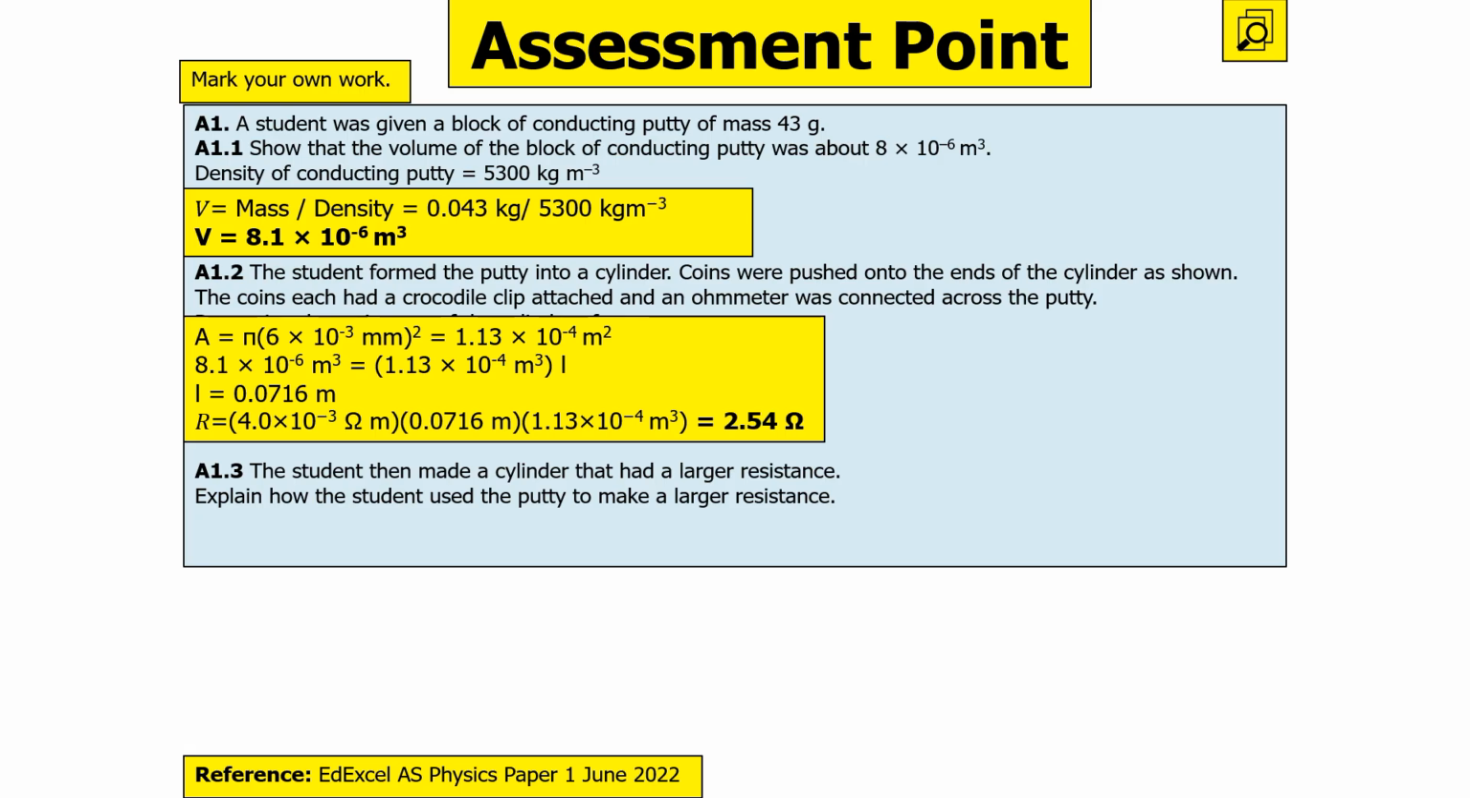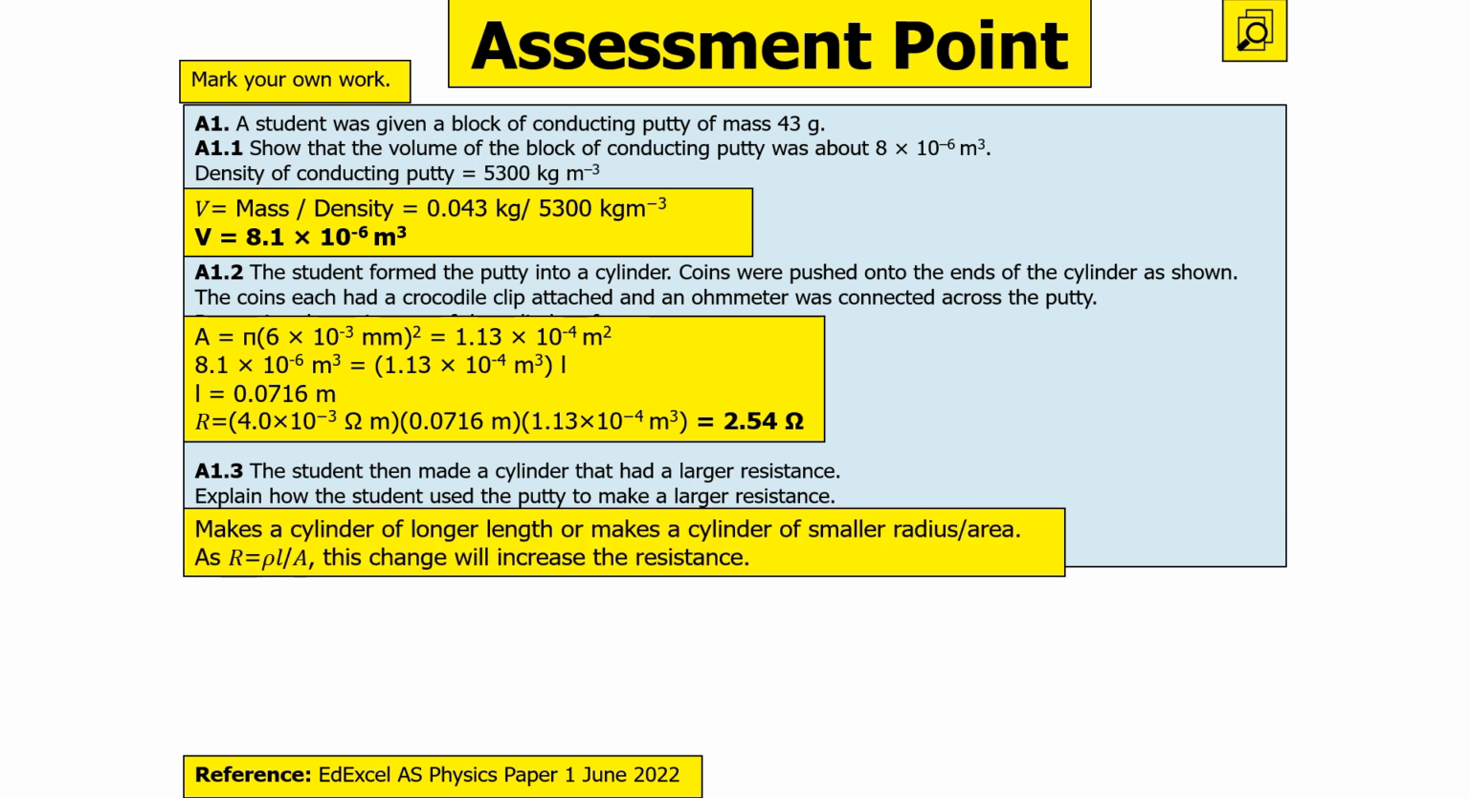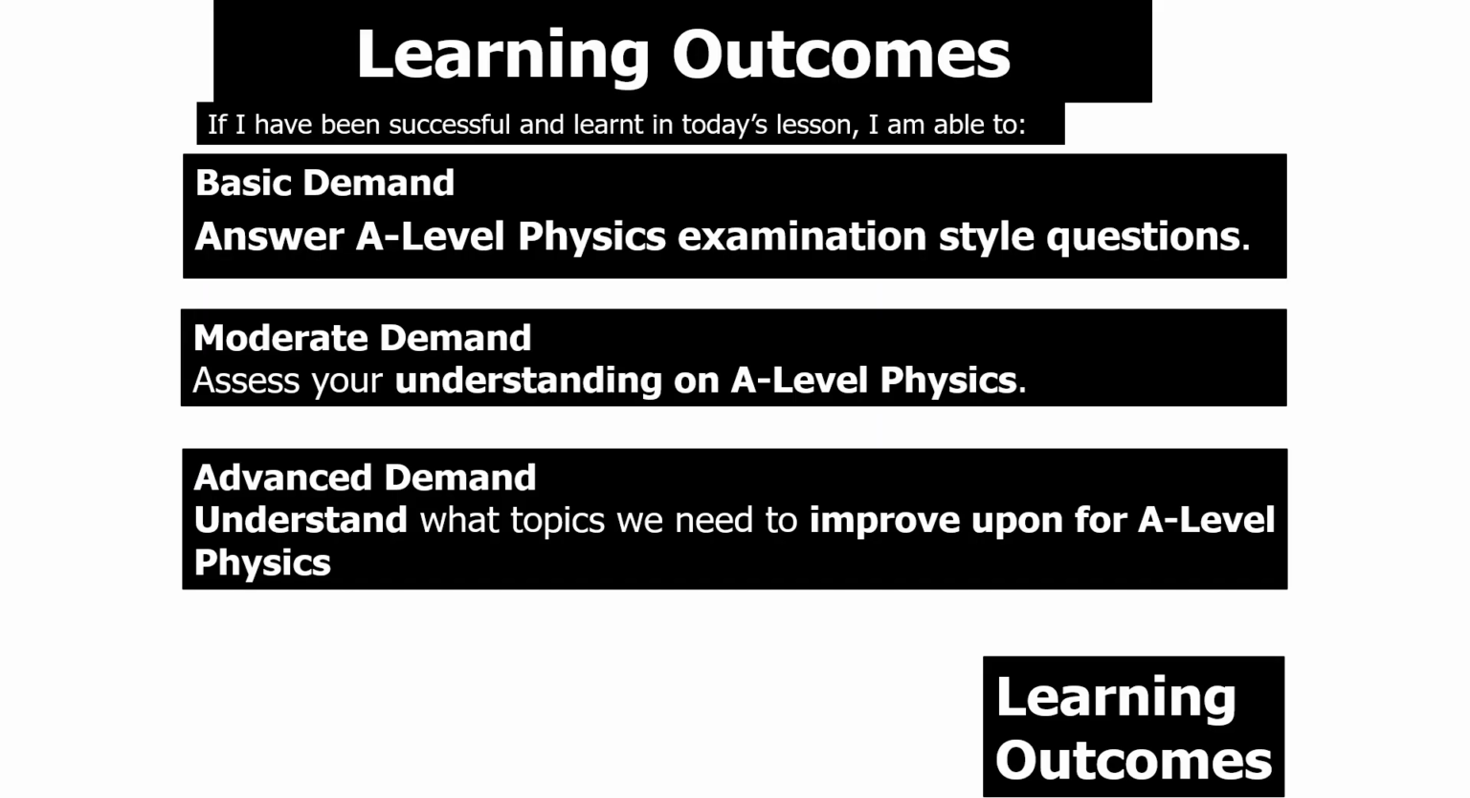Now we've got an area, we've been told a volume, so therefore we can work out a length, which is needed for the resistance equation. So what we can therefore do is say that the length is equal to the volume over the area. So the length is 0.0716 meters. Pop that into the equation. That resistance is equal to resistivity times by length over area to get 2.54 ohms. Now finally, how could you make a larger resistance? Well, you make the cylinder of a longer length, or the cylinder of a smaller radius or area, because from the equation R equals rho L over A, a longer length or a smaller area will change the resistance to increase it.